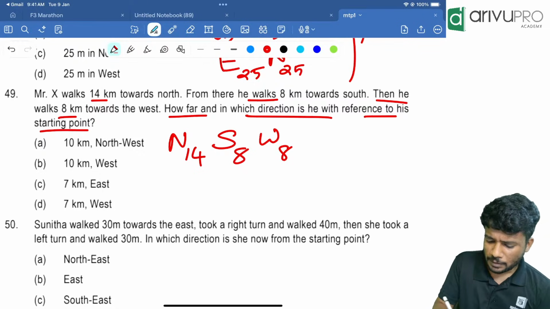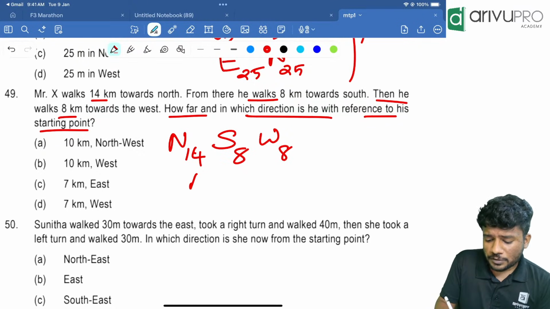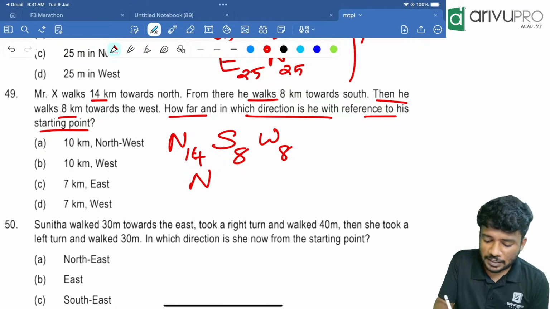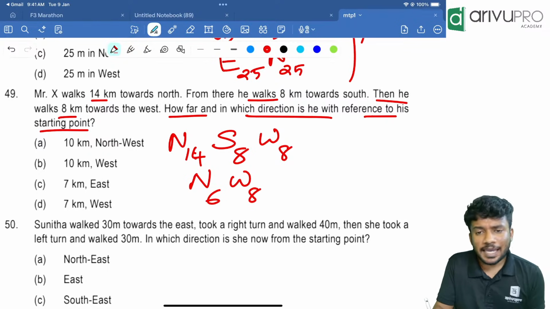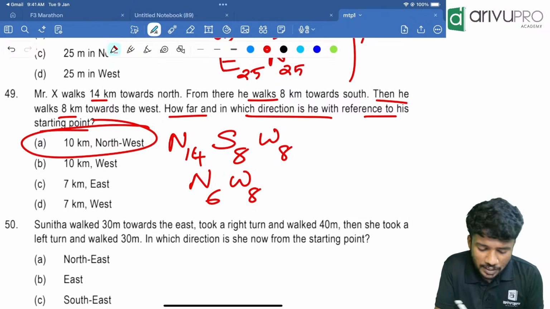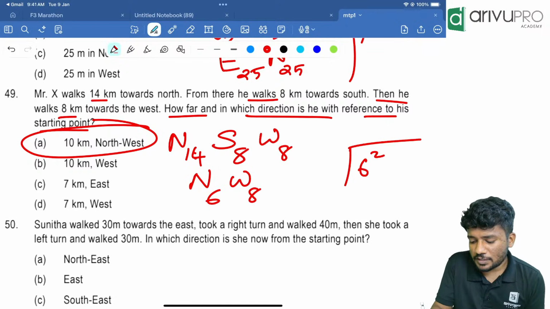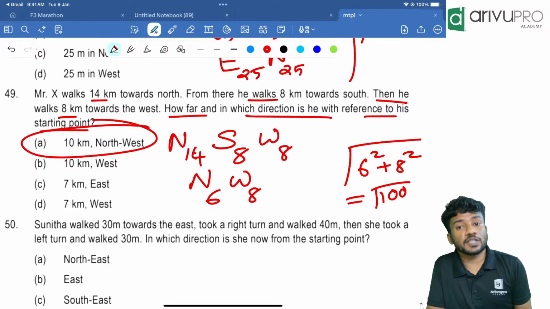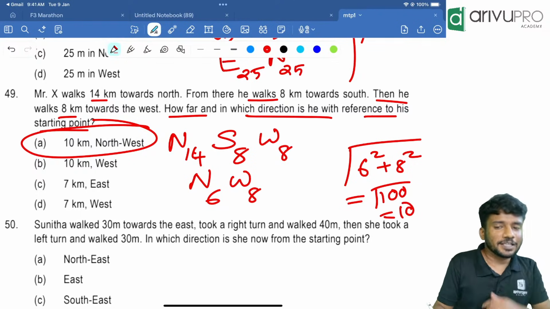We already read the question. Now north and south are opposite. Which is bigger? North. 14 minus 8 is 6. West is how much? 8 itself. Looking at that, northwest is the answer. Then in order to find the distance, 6 square plus 8 square, which is nothing but root of 36 plus 64, that is 100. That is 10. Option A is your answer.